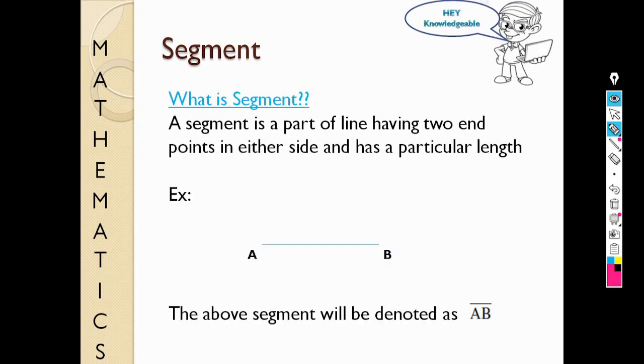So let's come to the second geometrical shape, that is segment. So what is a segment? A segment is a part of a line having two endpoints on either side and has a particular length, that is a finite length. So if you see here, we have A and on this side we have B. So how do we denote the segment AB? That is written as AB and over that we put a bar. So this is how the segment is denoted.